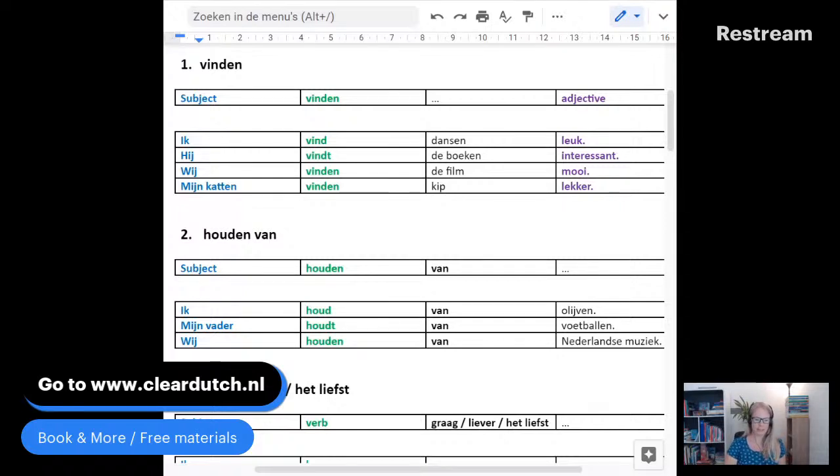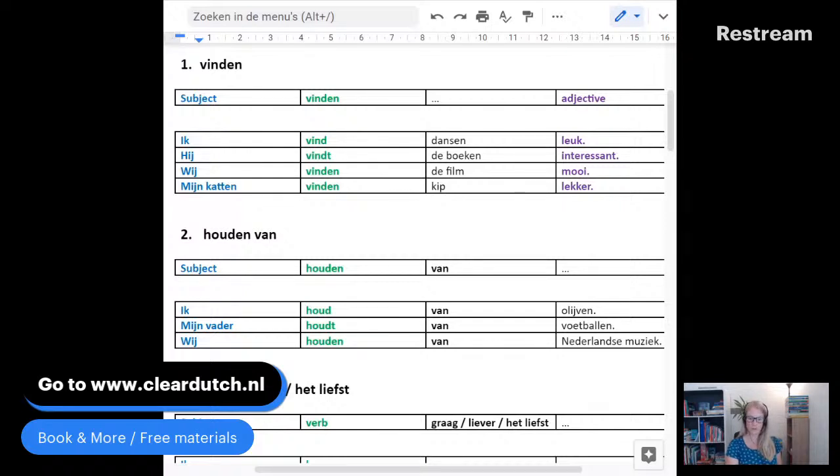So I'll just read out the example sentences. Ik houd van olijven. I really like olives. Mijn vader houdt van voetballen. My father likes playing football. There's not really a verb, I guess, footballing in English. But in Dutch we do have voetballen as a verb.